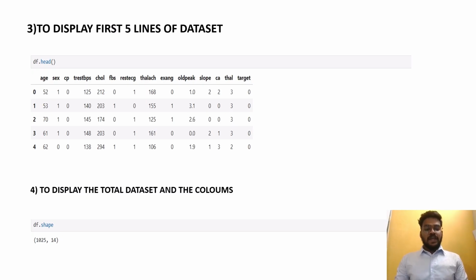Next, we display the total dataset and the columns. This slide includes df.info and df.shape, which show the number of columns, column names, the total number of rows, data types, and non-null counts.